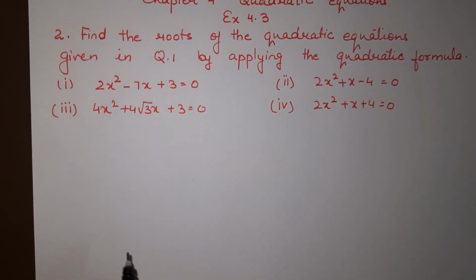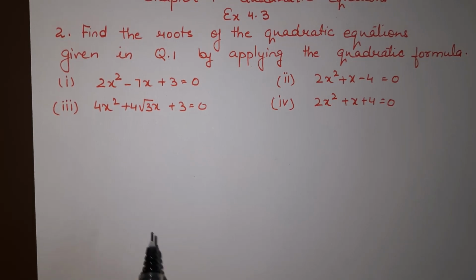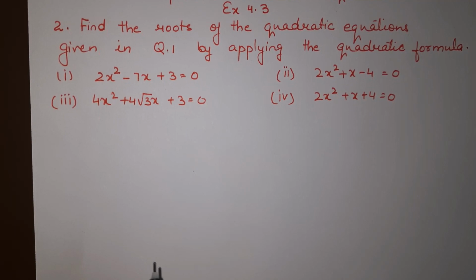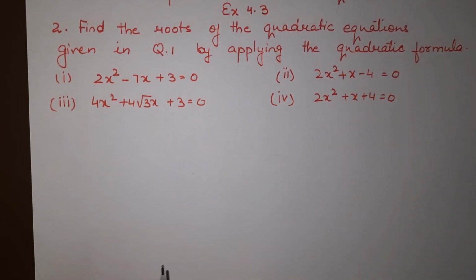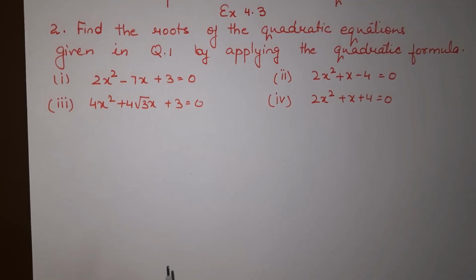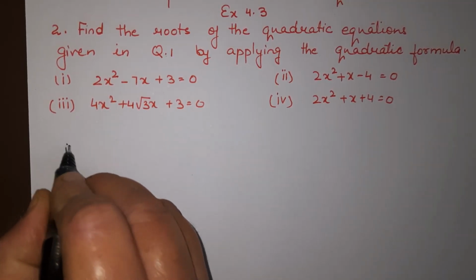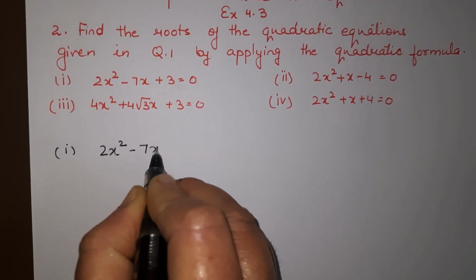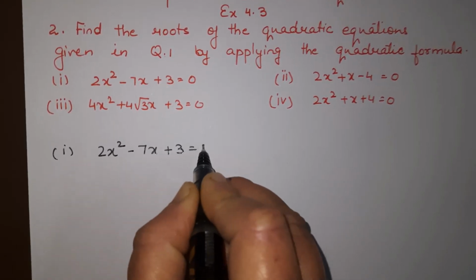Till now we have done three methods. This is the third method. First we have done the factorization method, which is splitting the middle term, then the completing the square method, and now this is the last method, the quadratic formula. So let us start with the first question, which is 2x square minus 7x plus 3 is equal to 0.